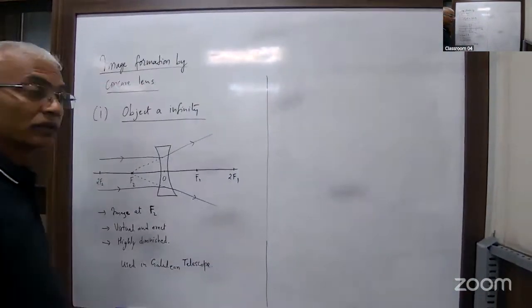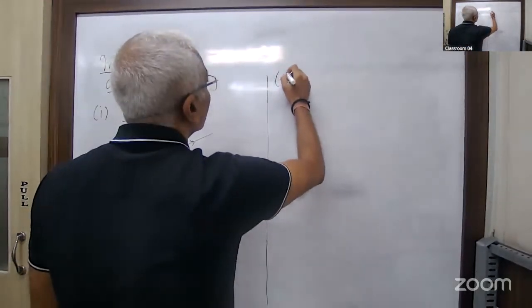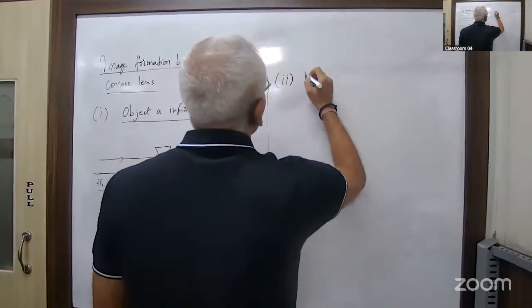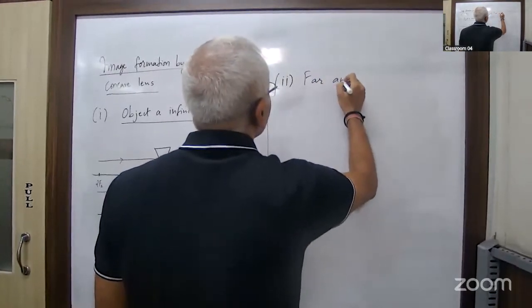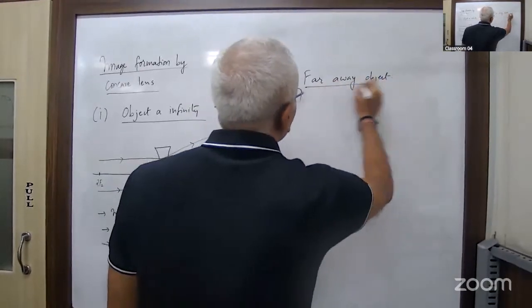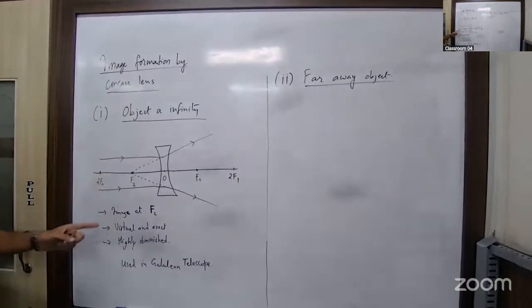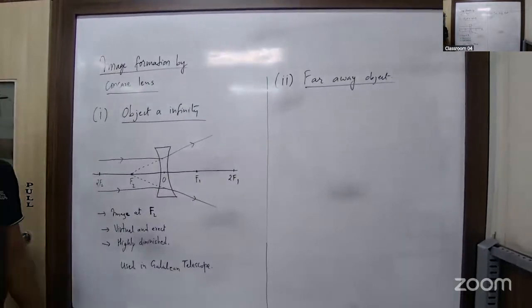Then you have, next is faraway object. So faraway object में भी image will be at F2 only but in a focal plane. ठीक है? Let us see how it is done.